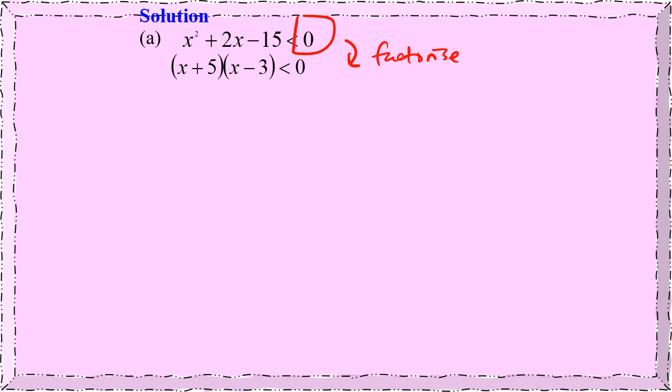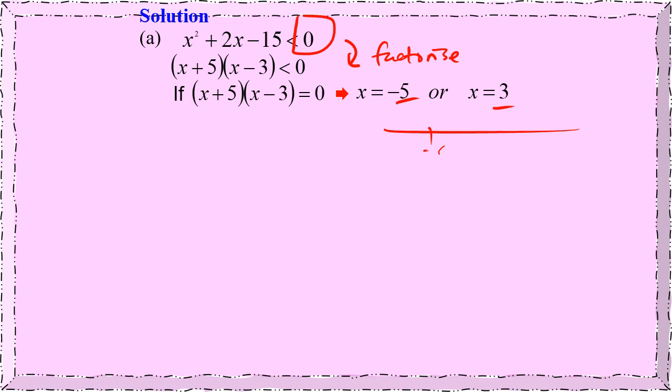So for this table of sign method, what you need to do is to take out the roots. If (x + 5)(x - 3) equals 0, then x equals negative 5 and x equals 3. These two values will be in the table to separate the intervals. So negative 5 and 3. We have 3 intervals: less than negative 5, in between negative 5 and 3, and more than 3. Okay?